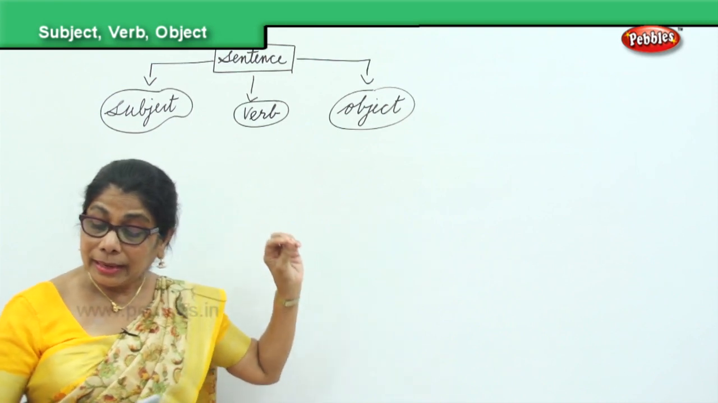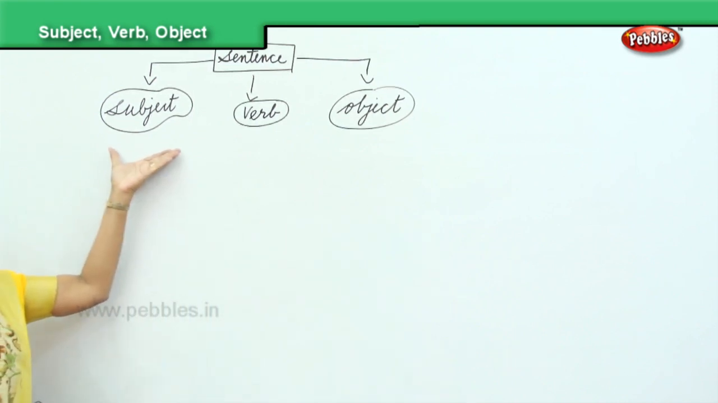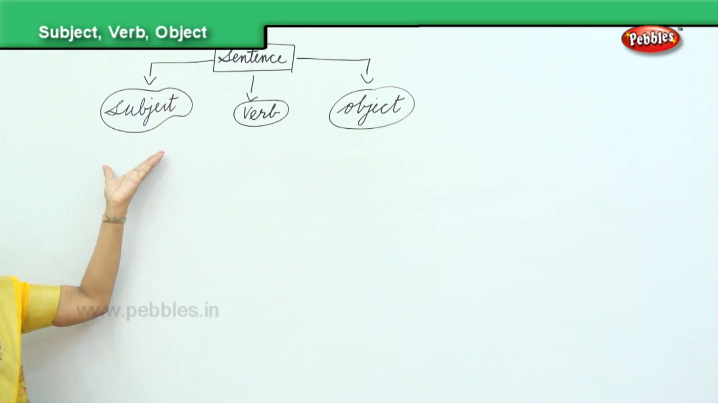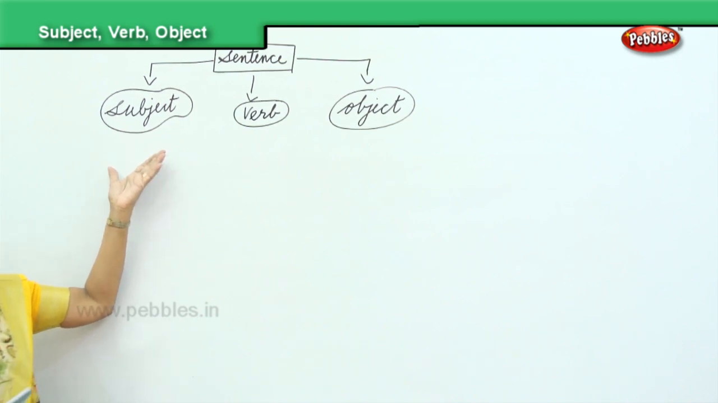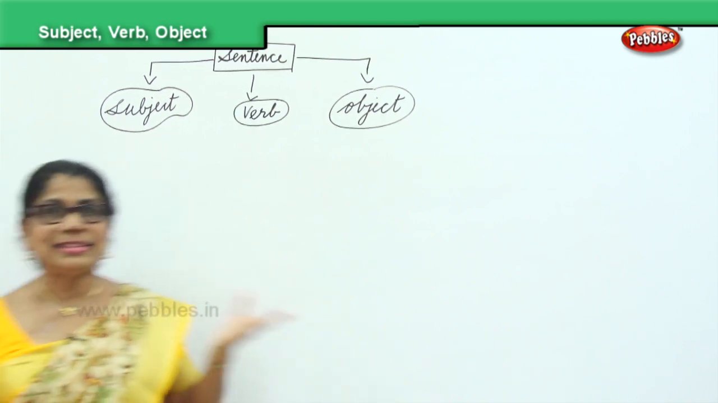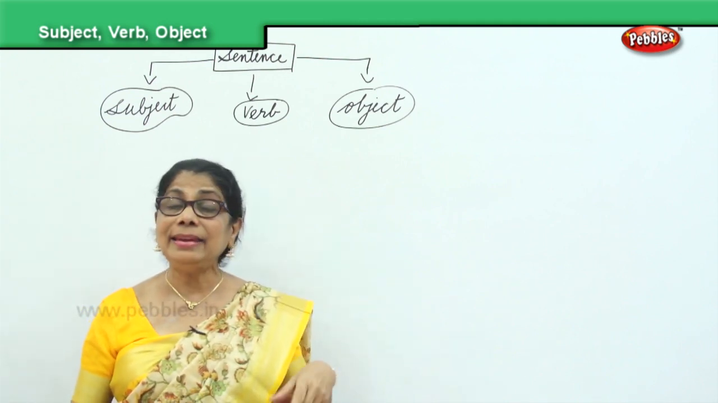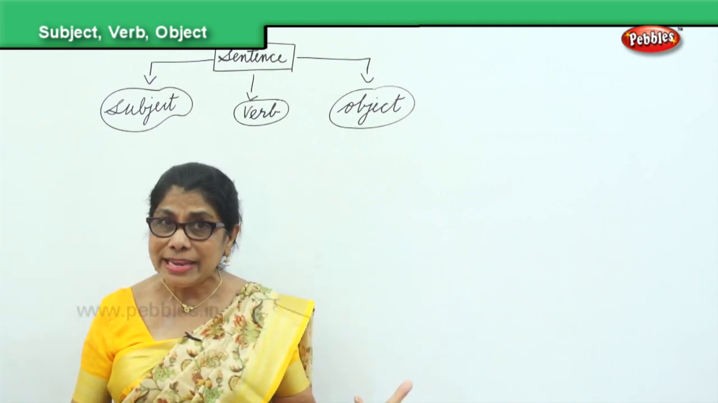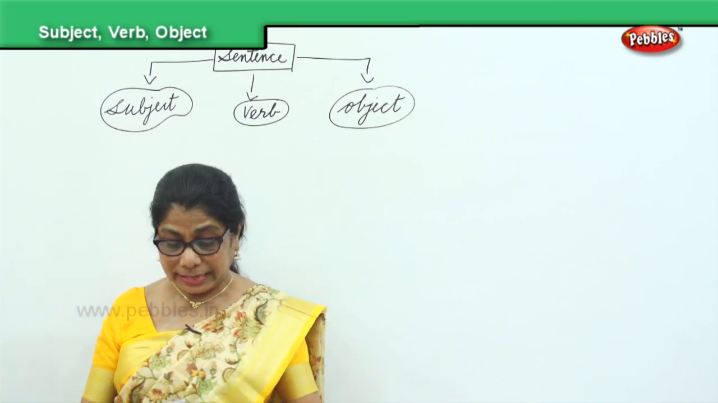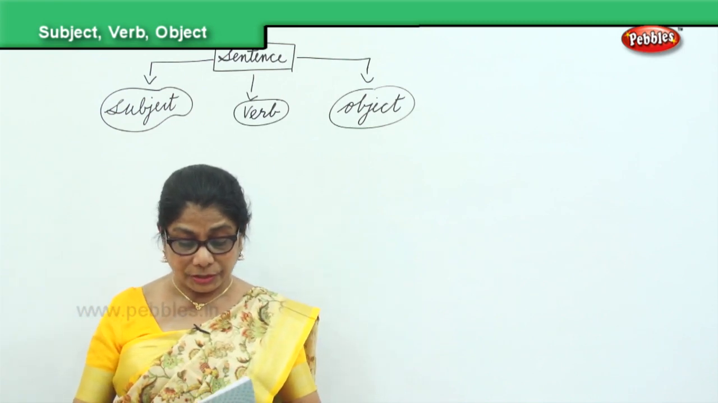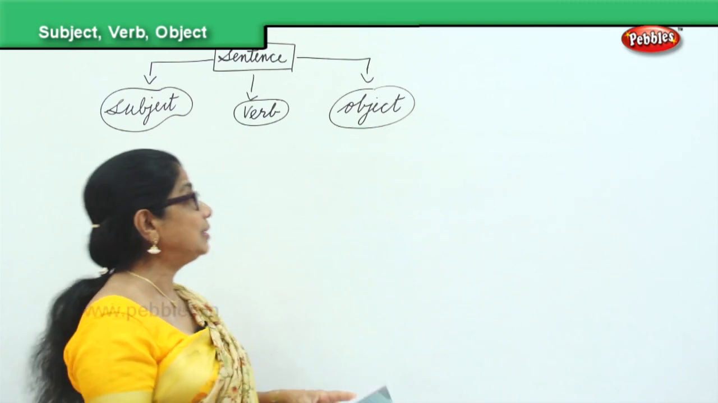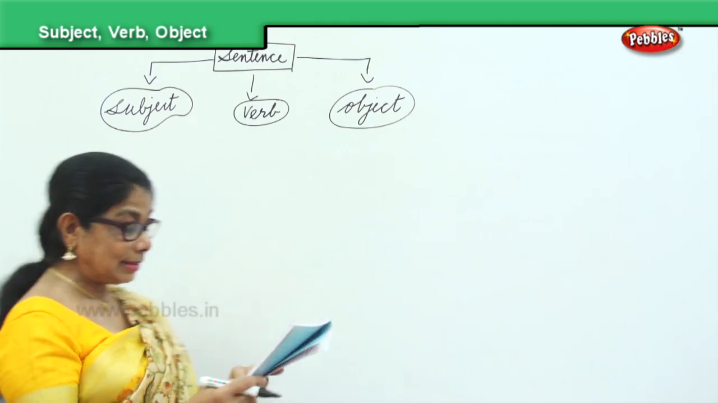Now, every subject can be a noun or a pronoun, and it generally does some action. And the subject is normally at the beginning of the sentence, and it does some action. Now let's look at one or two sentences to make you understand.